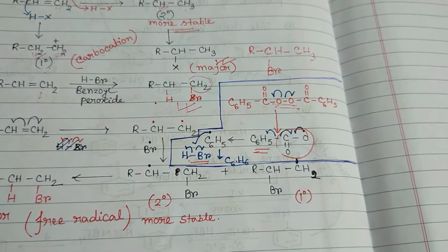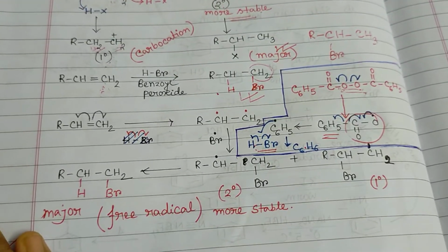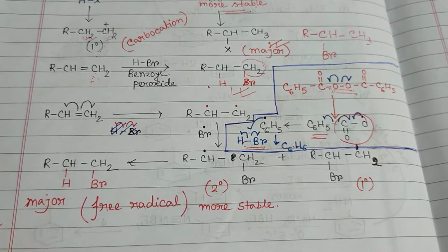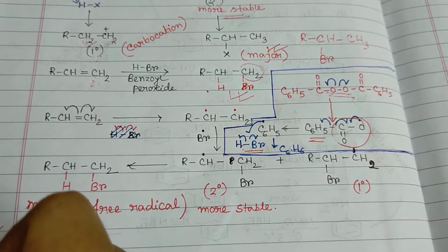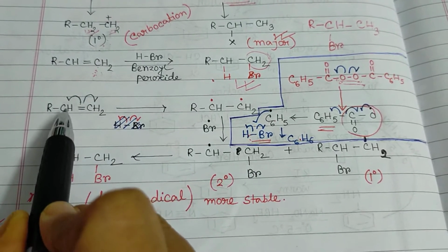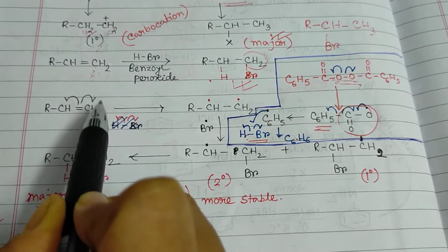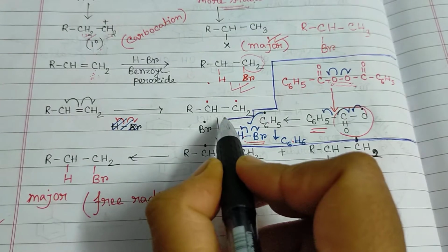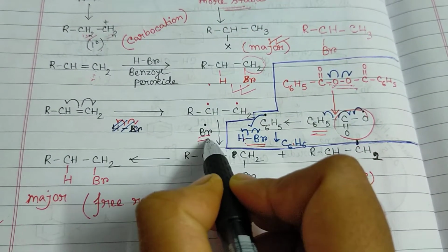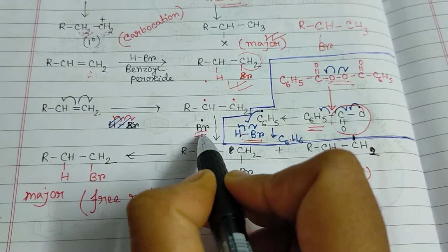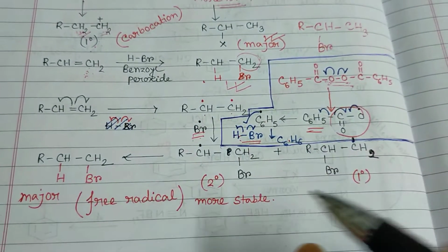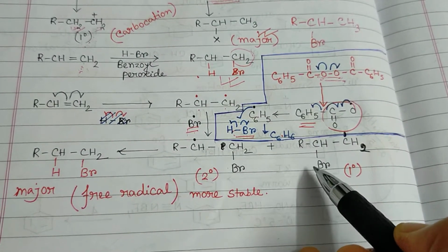So that means the mechanism of the reaction is changing in presence of benzoyl peroxide. So the product will also be different. Let us see what happens next. Next, the alkene undergoes homolytic cleavage, and it gives us the free radical like this one. Now the bromine free radical can be added to either this carbon or this carbon. Let us see both cases.